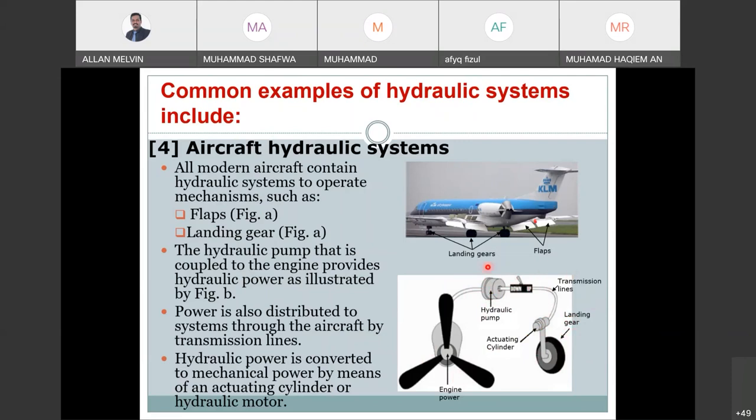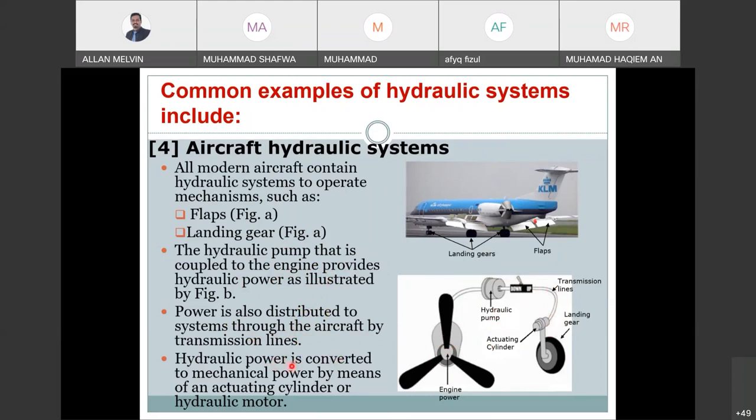Okay, so similar to the other systems, especially the flap and also maybe the engine. Okay, so whichever requires hydraulic oil can be operated. The hydraulic pump that is coupled to the engine provides hydraulic power as illustrated. Power is also distributed to systems through the aircraft by transmission lines. So remember ada banyak transmission line lah. Okay, so like pipes that transmit the hydraulic fluid.